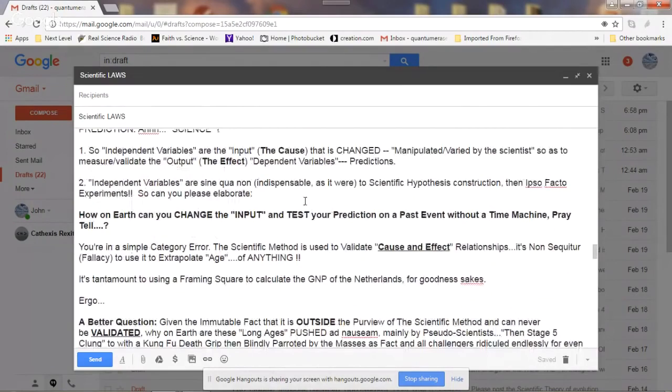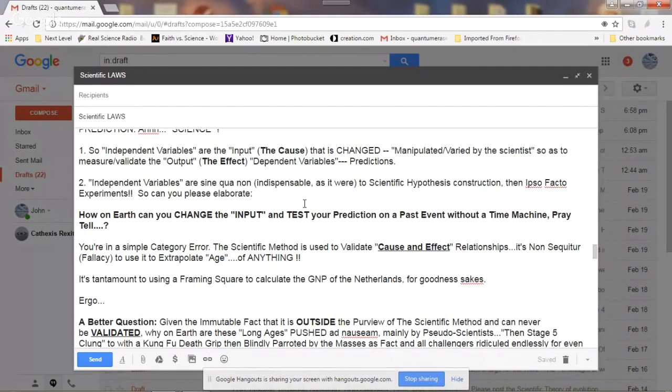So the independent variables are the input. That's the cause you were inputting into your experiment. That is changed. That is manipulated and varied by the scientist purposely, so as to measure or validate the output, the effect, the dependent variables, your prediction. Independent variables are the sine qua non. They're indispensable to scientific hypotheses. You can't have a scientific hypothesis without an independent variable. Can't have it. Then ipso facto experiments. If you don't have a hypothesis, you don't have any experiment.